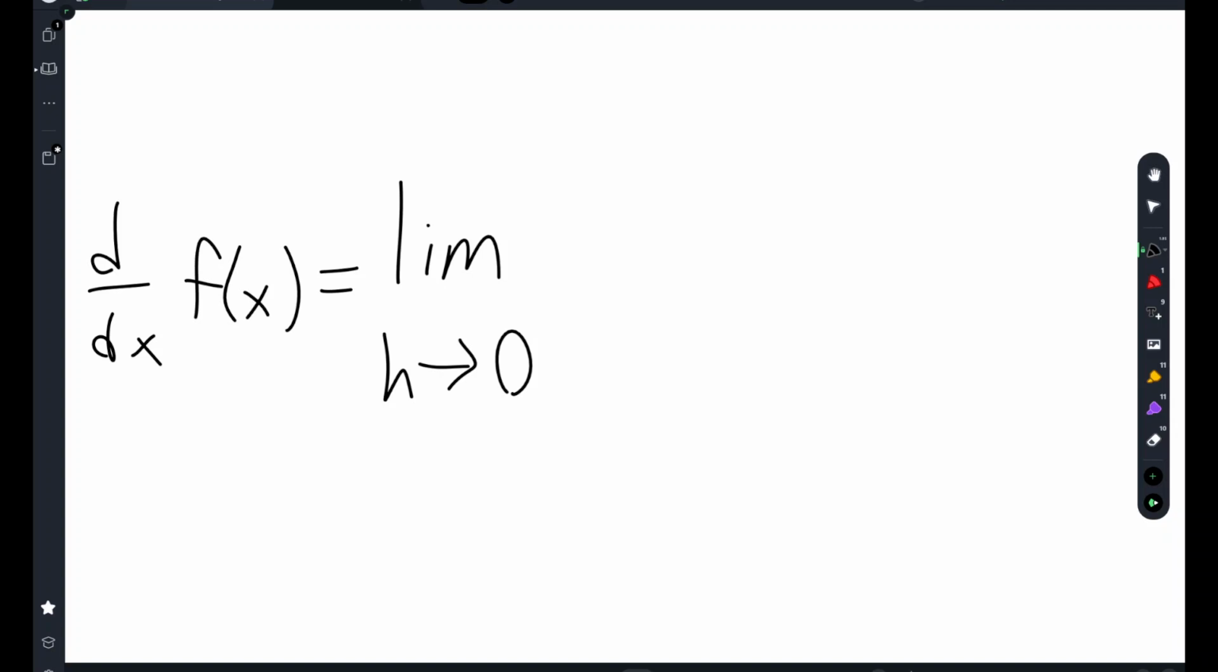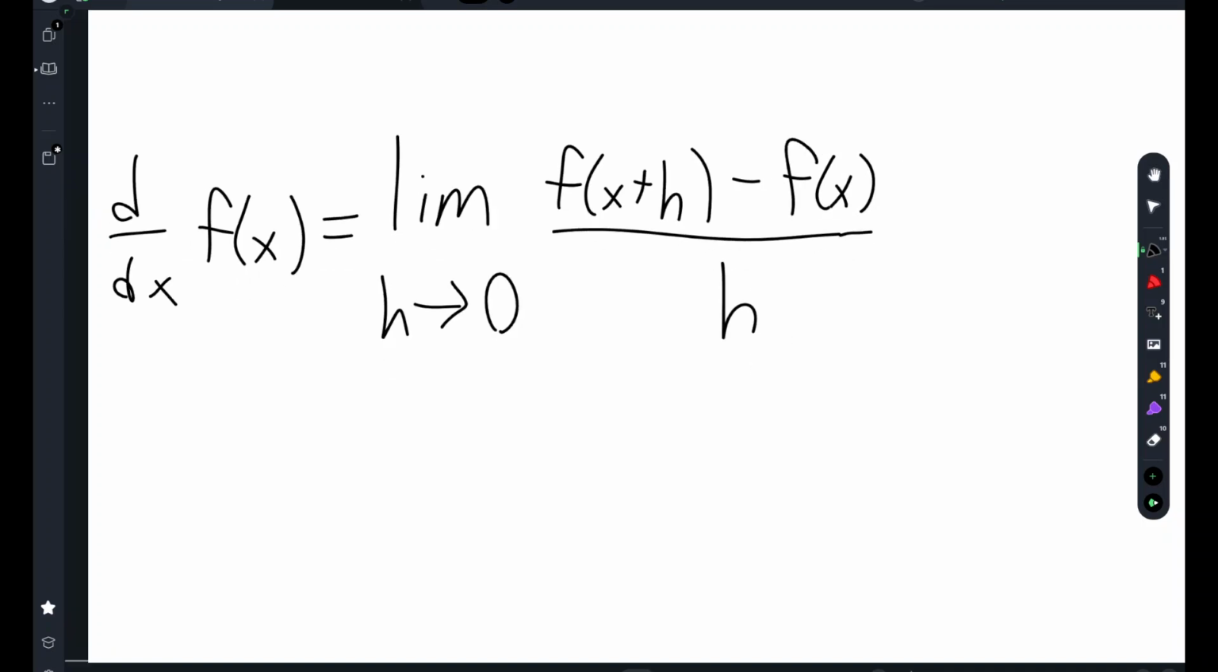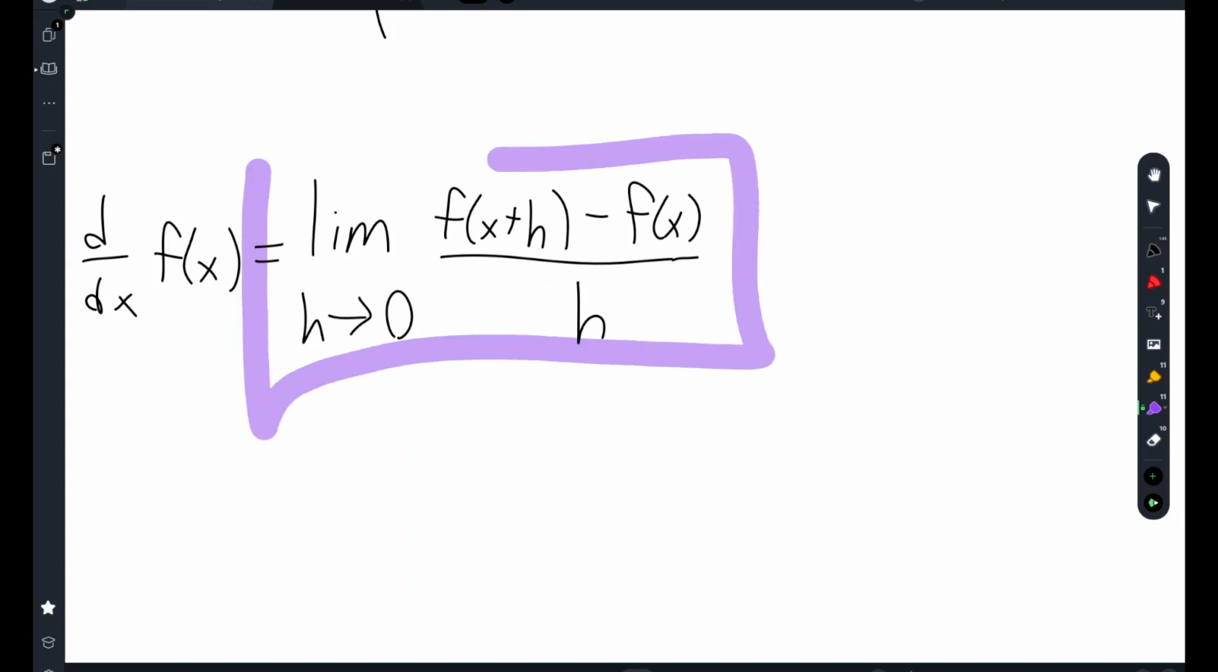Where f of x is our function, is equal to the limit of f of x plus h minus f of x divided by h, right? And so then if you ever wanted to know what the derivative of an equation is, you would never do this on a test, right? But if you had all the time in the world and you're like, what is this derivative? This is the formula you can use.